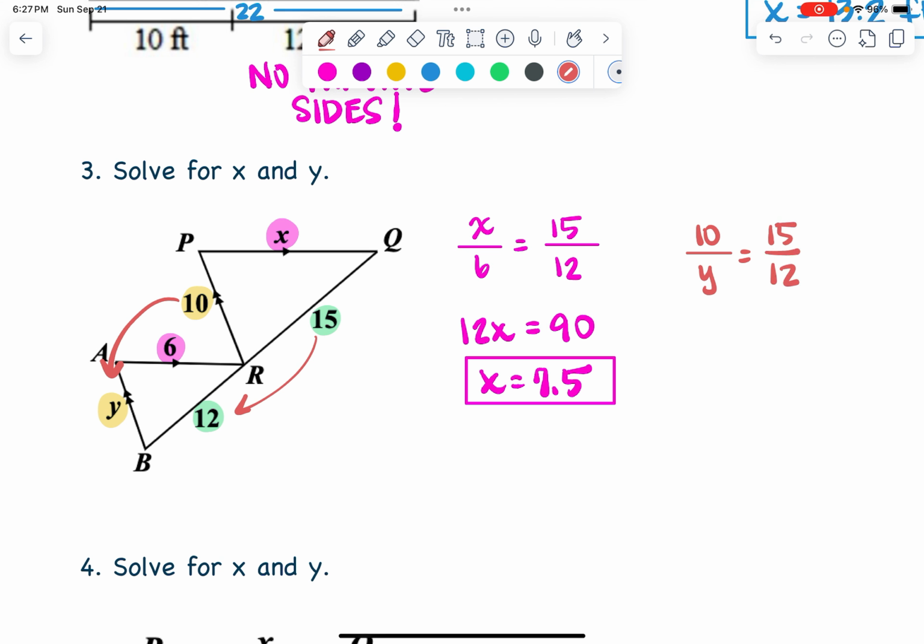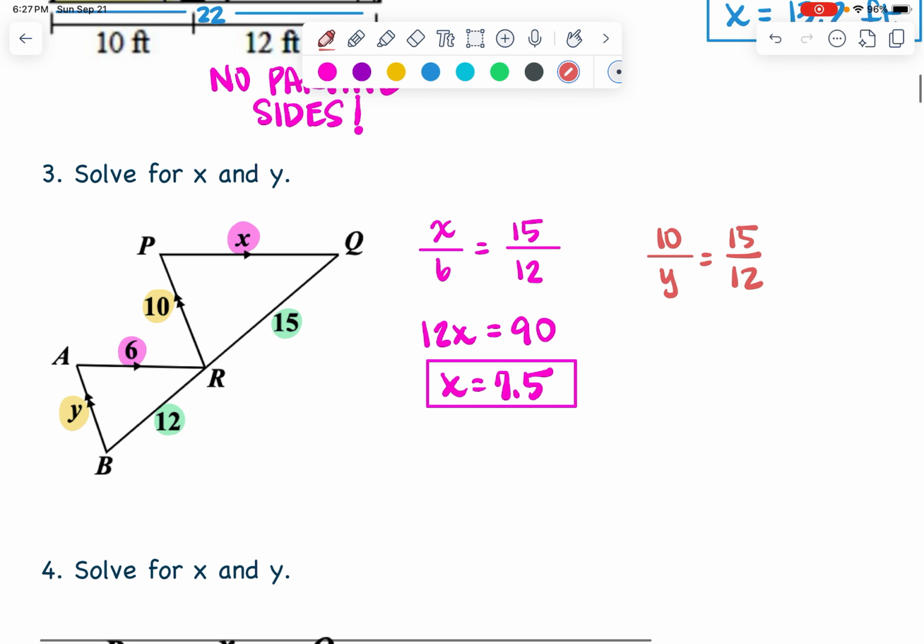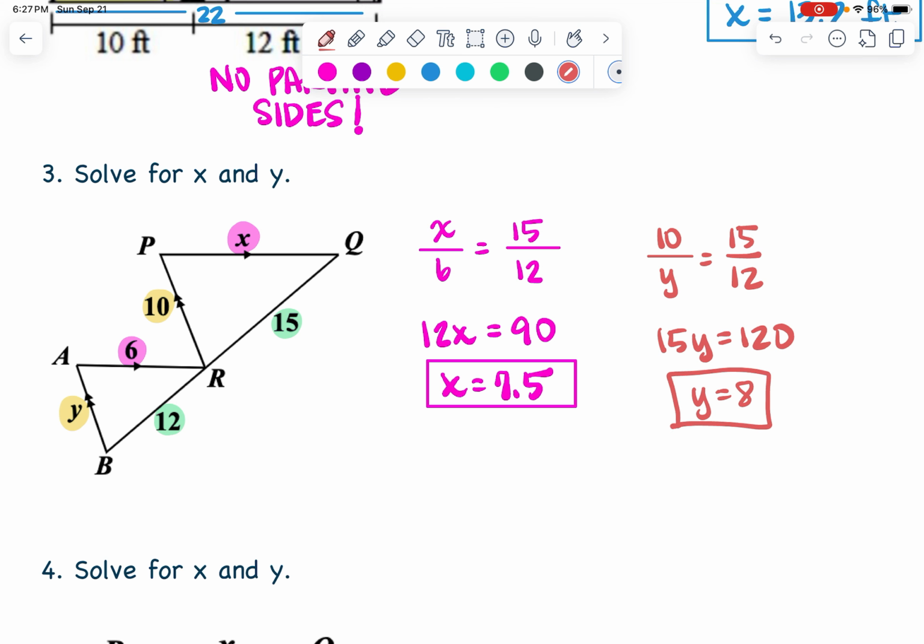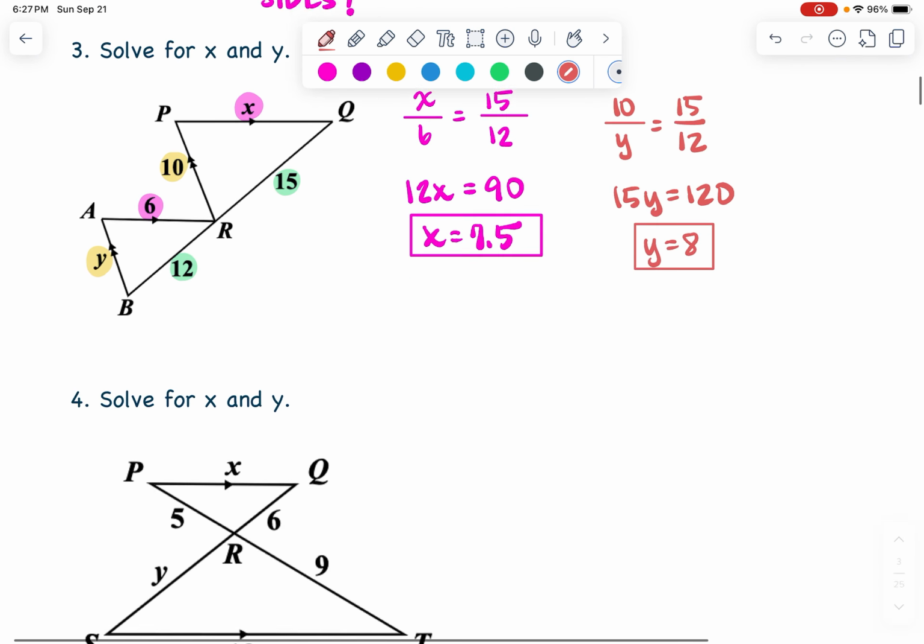So I'm going to use that 15 to 12 ratio again. Okay, so 10 is to y as 15 is to 12. Erase my arrows. All right, that's going to give us 15y equals 120. Right, so we're going to divide the 120 by 15, and we get a nice even 8. And that makes sense, right? We know it has to be less than 10, right? Because it's a smaller triangle.